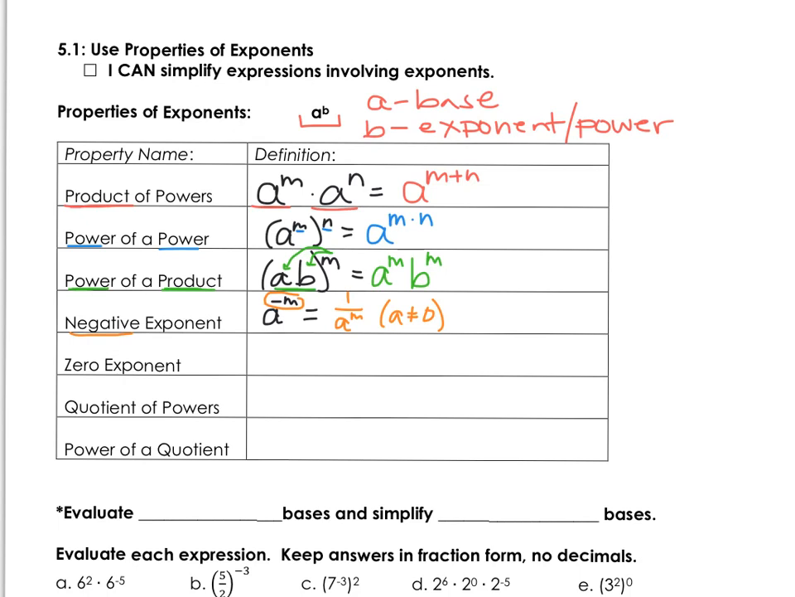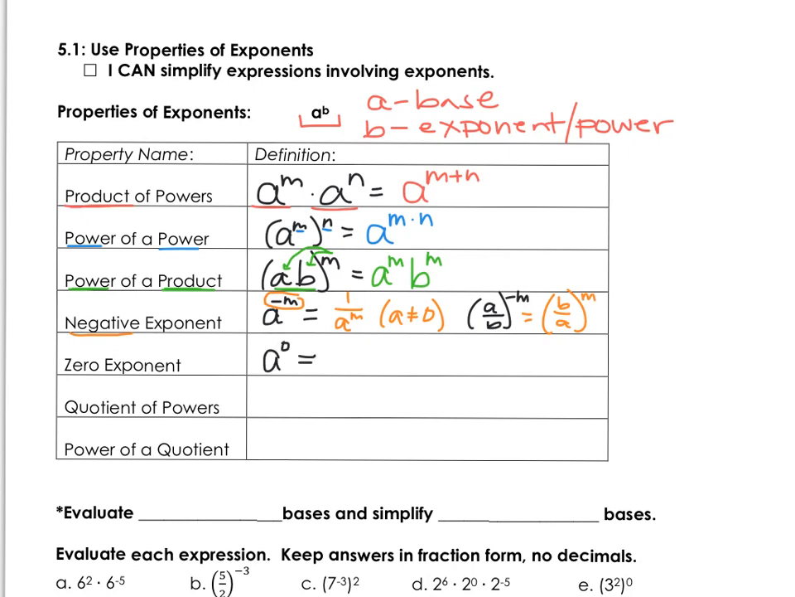But watch also what would happen if you have a fraction to a negative exponent. So maybe you have a over b to the negative m power. Well, if you have a fraction to a negative exponent and you take the reciprocal of the base, when you take the reciprocal of the fraction, that would just change to b over a, and then your exponent would become positive.